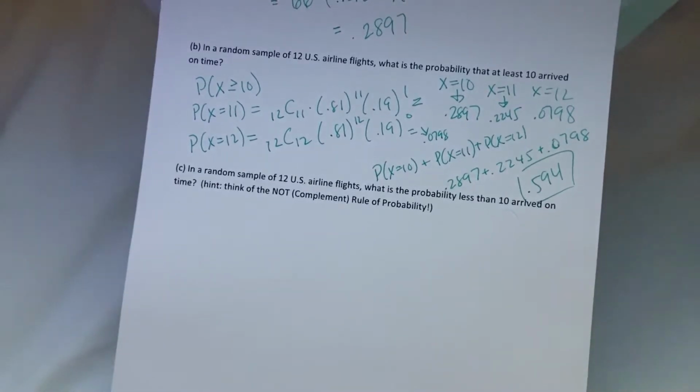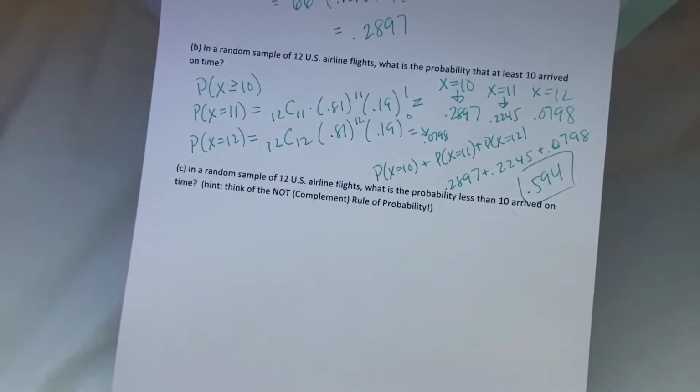Now, in a random sample of 12 U.S. airline flights, what is the probability that less than 10 arrived on time? So that could be 9, or 8, or 7, or 6, or 5, or 4, or 3, or 2, or 1, or 0. That's 10 things to calculate and add together.